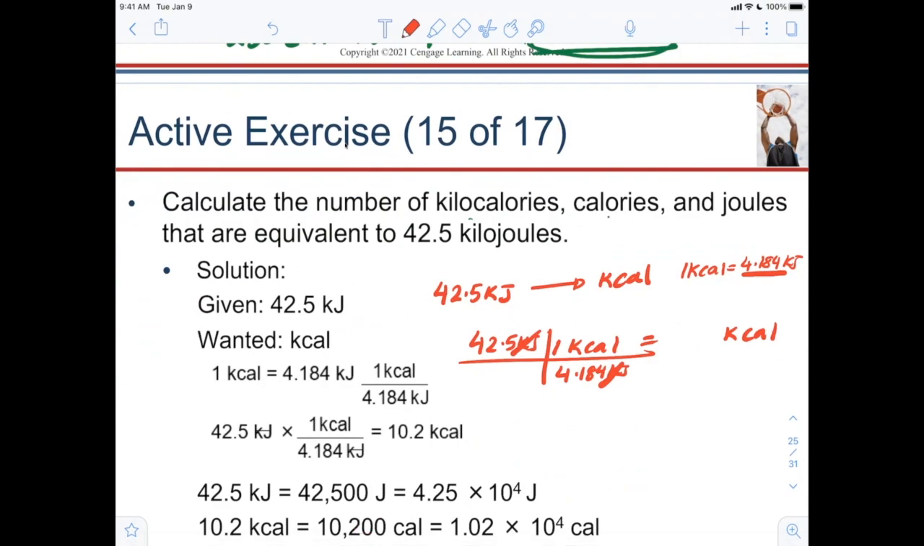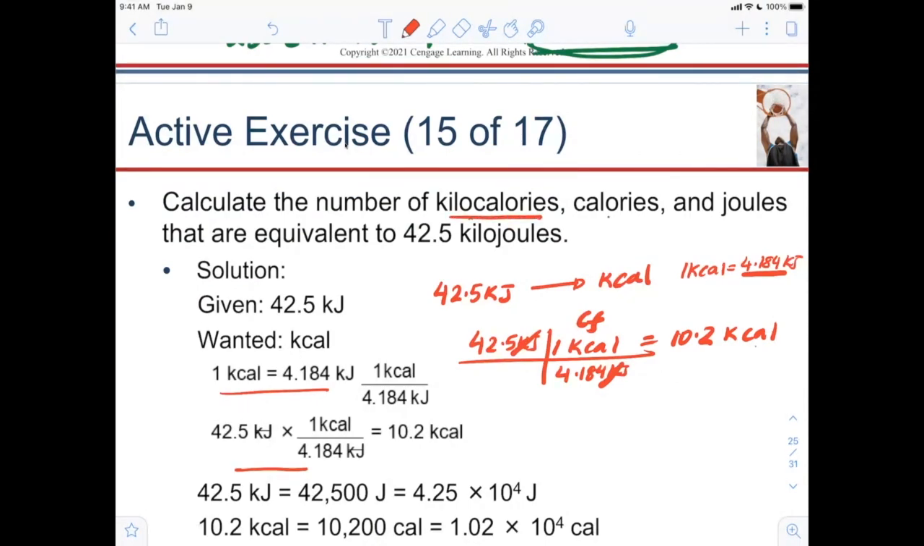Oh, they kind of worked it out over here. I see it now from here to here. And we should get 10.2, right? So this is the conversion factor you need. Just one step conversion to go from one to the other. And then once you have that, you got this right here, kilocalories.